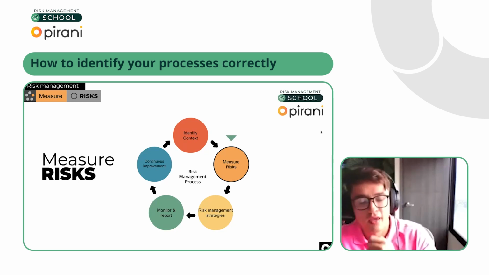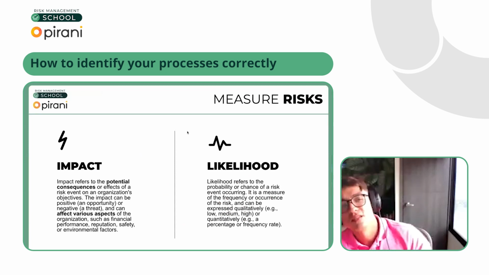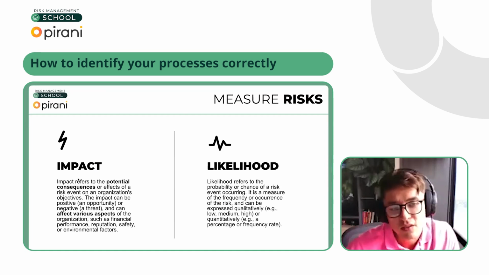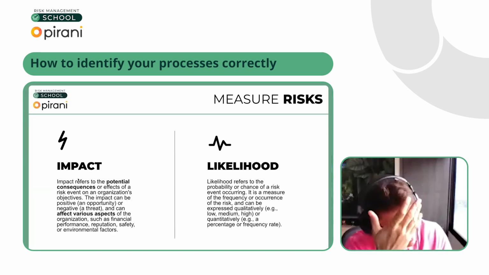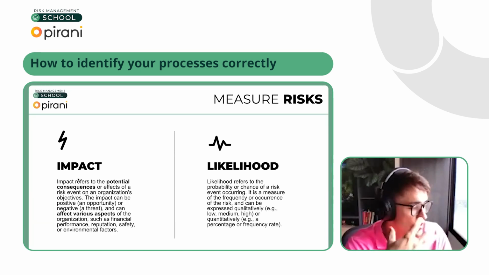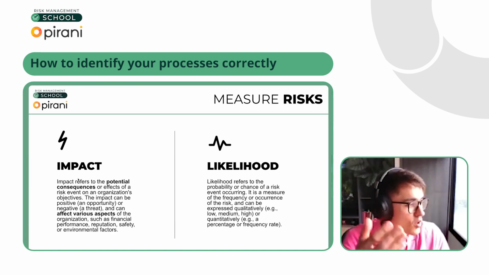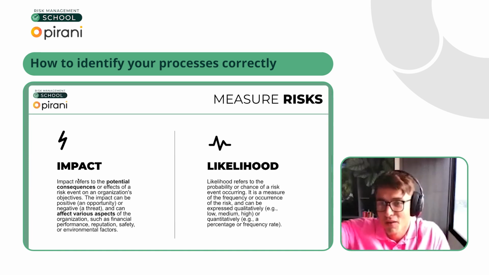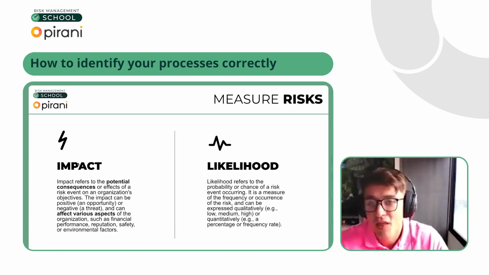Well, there are also different methods to do this, but one of the simplest is the impact and likelihood of the risks. Impact: so we identify one risk. Maybe my company produces, sells and delivers pizza, and maybe one risk is that we will not be able to put the pizza on my client's table. As simple as that. And what is the impact of that risk?